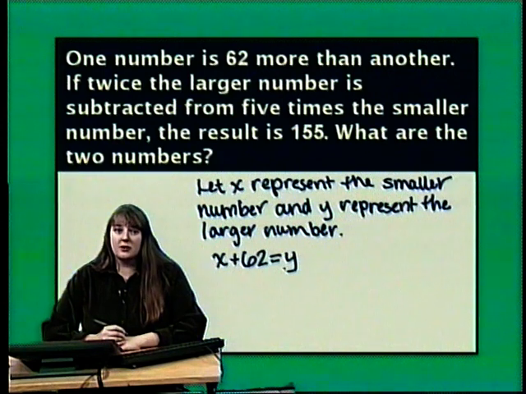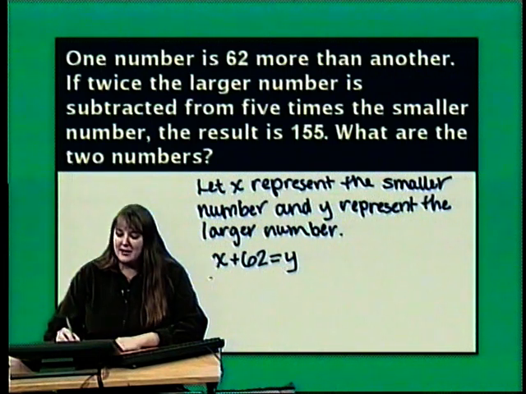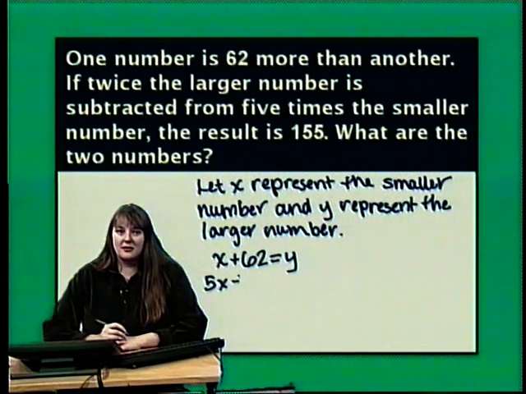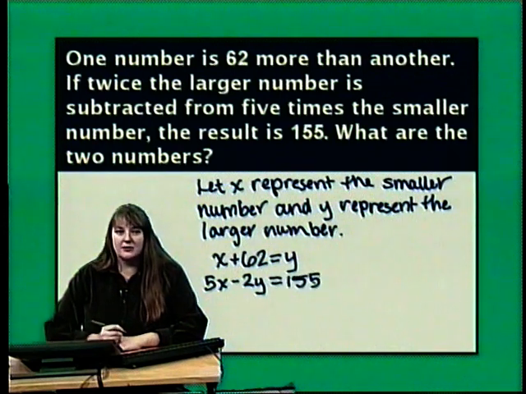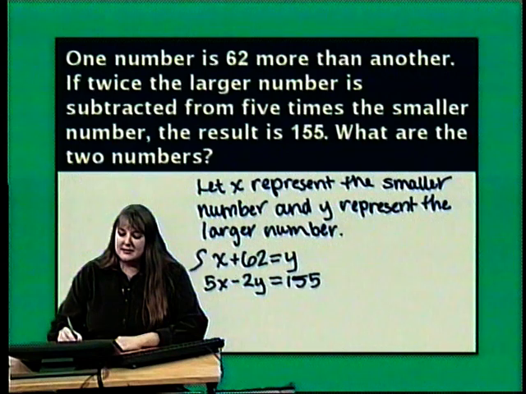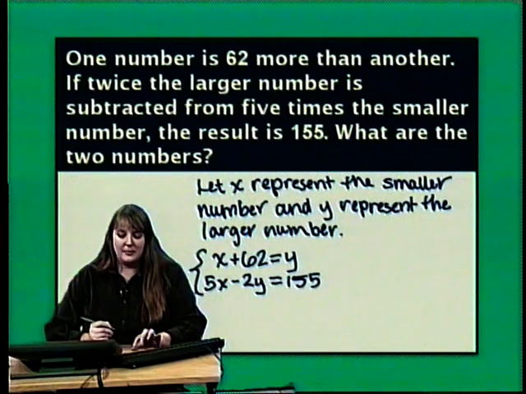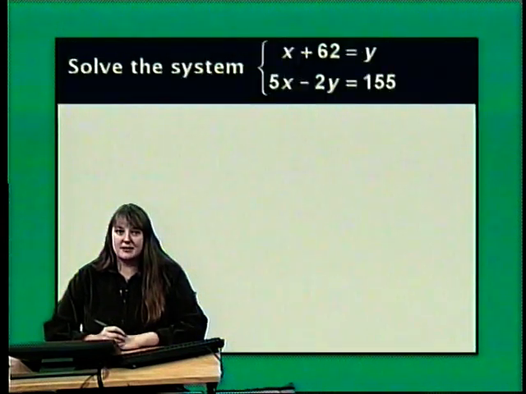We're also told if twice the larger number is subtracted from 5 times the smaller number, the result is 155. So we're starting with 5 times the smaller number, that's 5x. And we're subtracting from that twice the larger number, so 2y. And the result is 155. So 5x minus 2y equals 155. This is the system of equations I need to solve. So let's go ahead and solve the system.